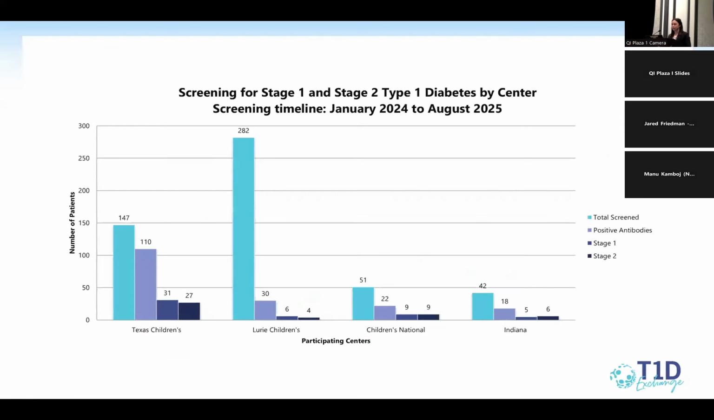Okay, this slide was taken from the T1D Exchange, and it's looking at the 4 participating centers. As you can see, our screening rates are very high. However, to my surprise, our stage 2 identified patients were actually only 4 out of 282. So it was a low percentage. The other centers had a little bit of a higher rate of identifying the stage 2 patients. But when we look at the national percentage, I think ours is in line with what they're seeing for those screens.